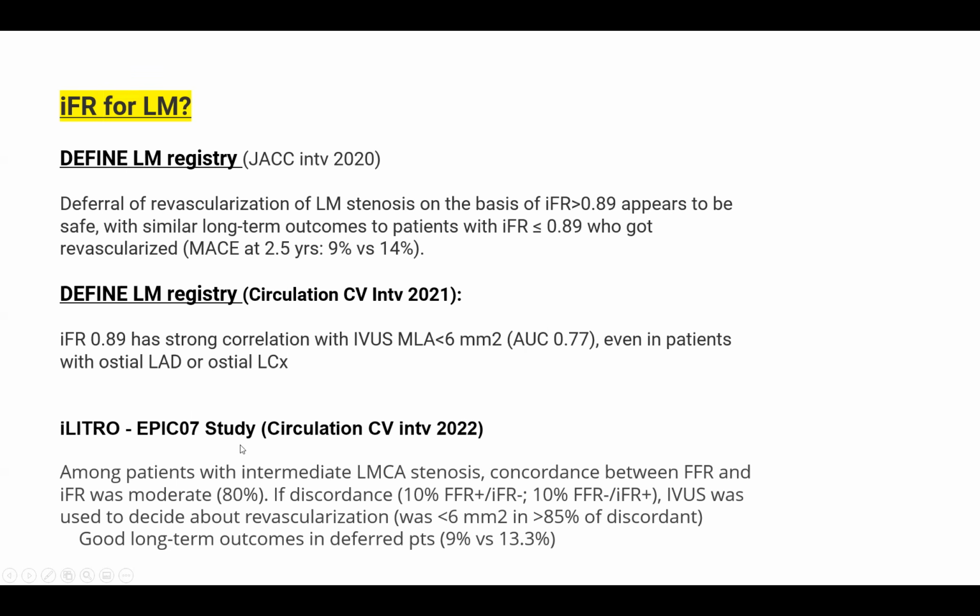This was an important study published recently, that third one, iLitro, among patients with intermediate left main stenosis. What they did in that study, they measured IFR, FFR, and IVUS in left main disease. And what they found is that in intermediate left main stenosis, there is a good concordance between FFR and IFR of 80%. If they were discordant, they insisted on definitely measuring IVUS, although they measured it in the majority of patients. And if FFR and IFR were discordant, IVUS was most often significant.